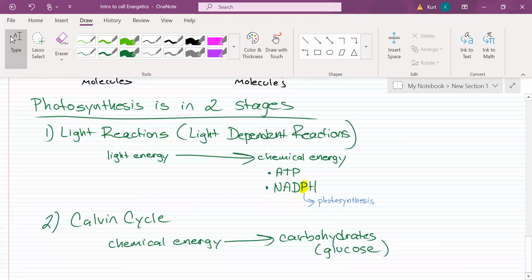In part one, you make the energy. In part two, you use the energy. The whole goal is to make glucose. Oxygen is a byproduct. Plants don't want it, so they get rid of it. We need it, so thankfully they do get rid of it.